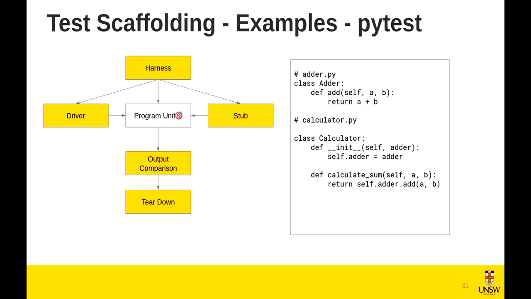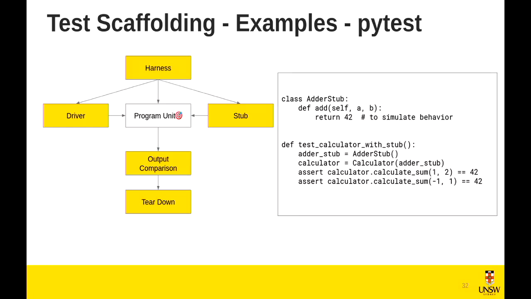So assume we are trying to test this program in Python. The target we want to test is the calculator, and this calculator delegates the adding feature to another object, an adder object. This is some kind of redundant code, but let's just use it as an example here. So this is the target we want to test.